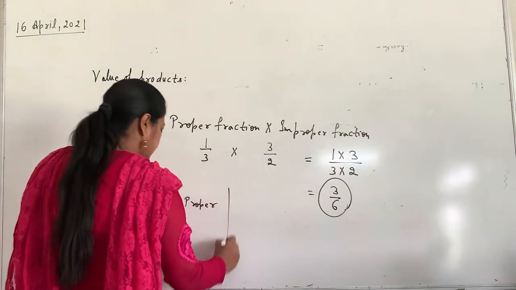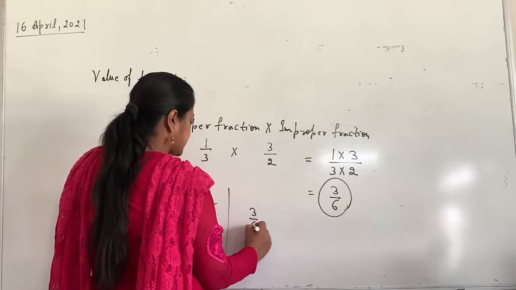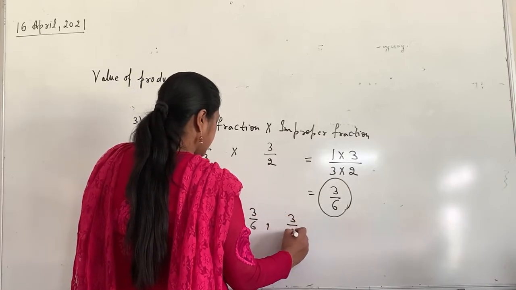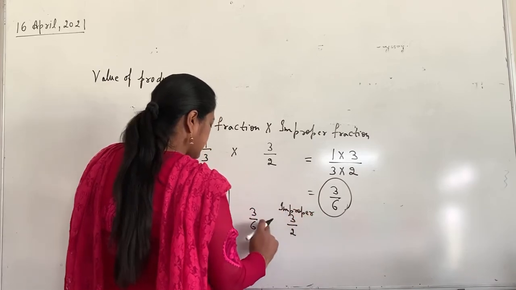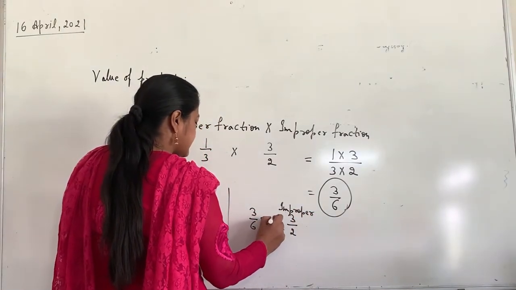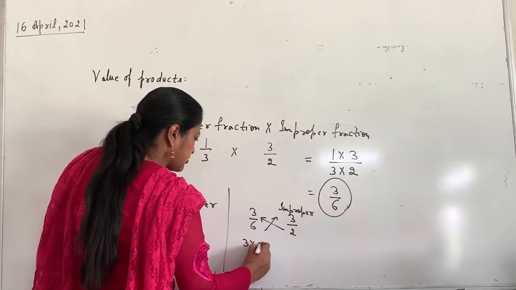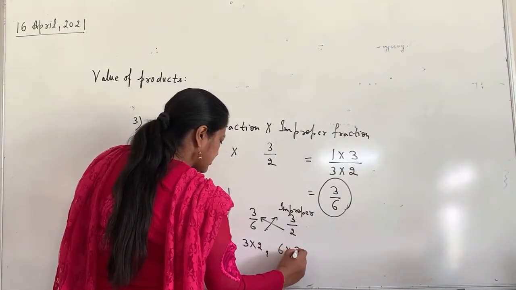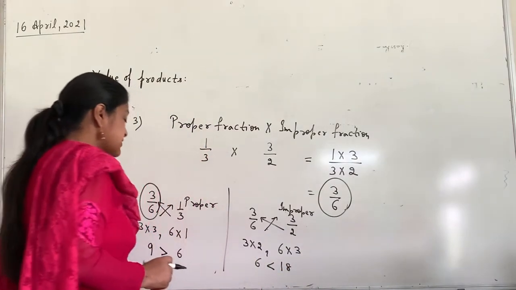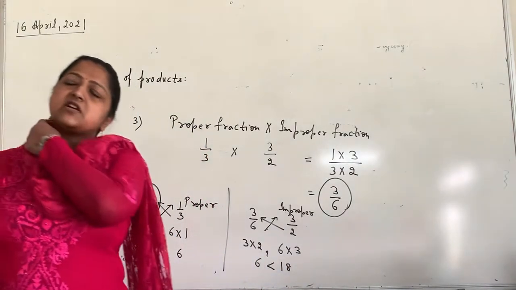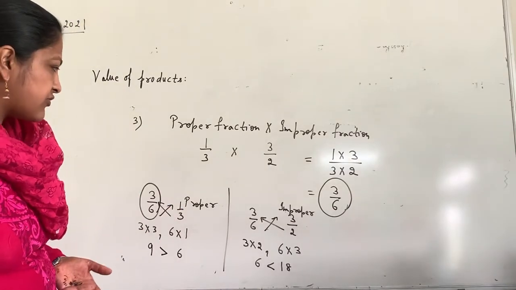And what about the improper? 3 by 6 and it was 3 by 2. Improper. Cross multiply. 3 into 2, 6 into 3. This is 6. This is 18. So in this case, two different results. Obviously different because both the fractions were of different kinds.